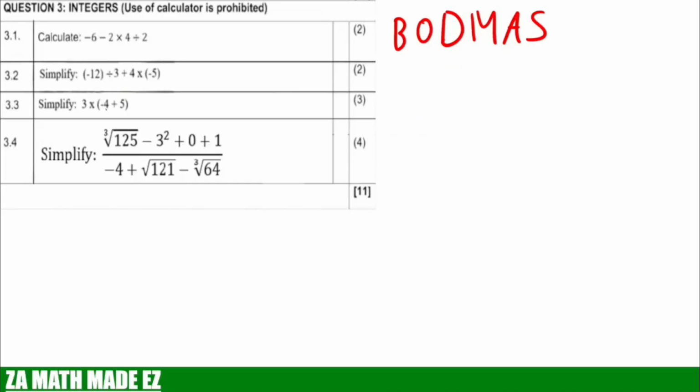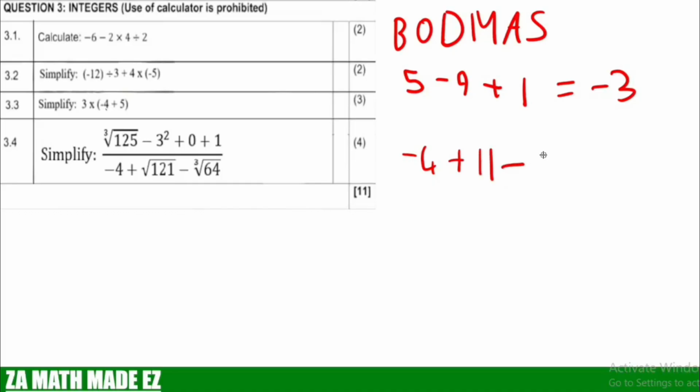Now the next one. This seems complicated, but in reality it's not that complicated. So the numerator is just equal to negative 3. Now let's do the denominator. It's minus 4 plus square root of 121. What is the square root of 121? If you remember your multiplication table, that would be 11. Minus 64 to the cube root is equal to 4. So what's minus 4 plus 11 minus 4? That's equal to 3.